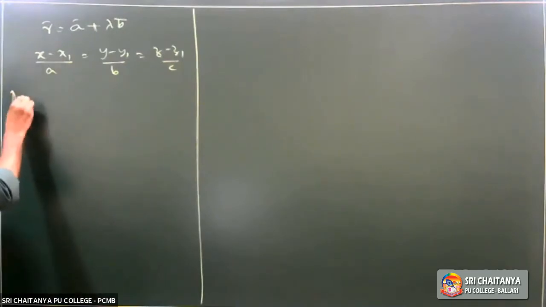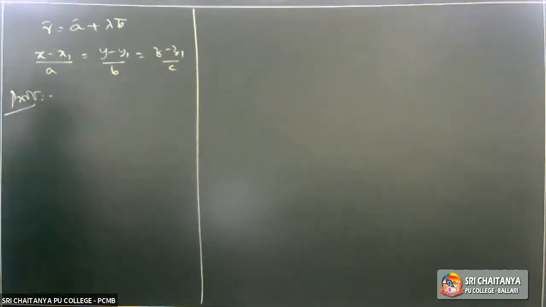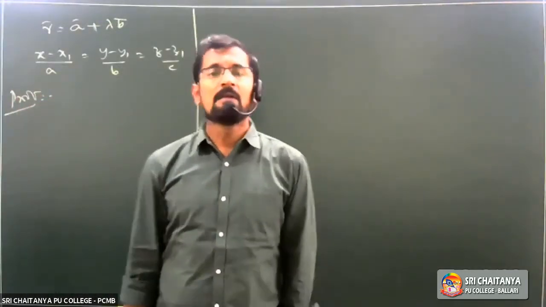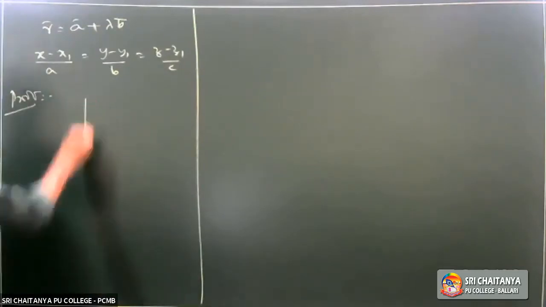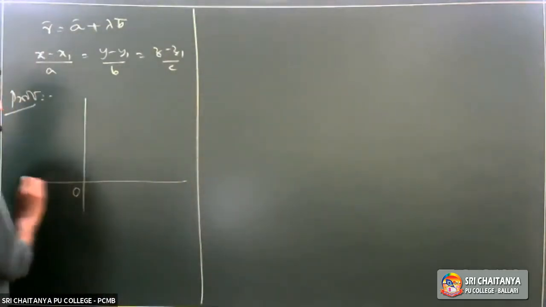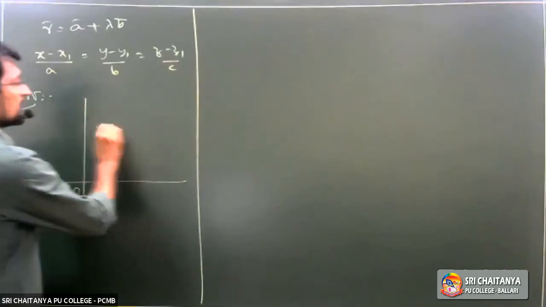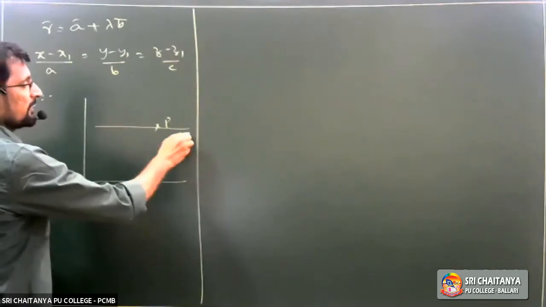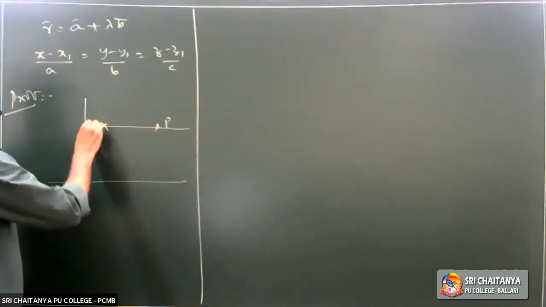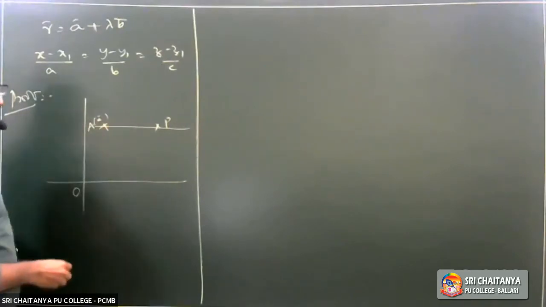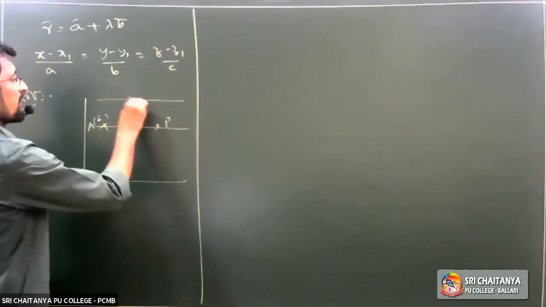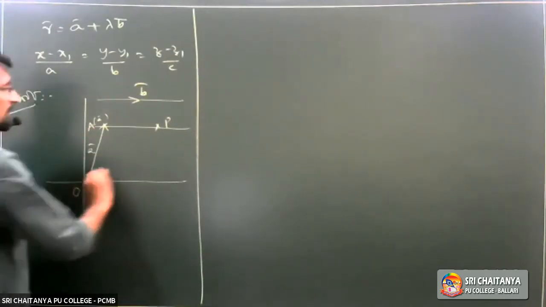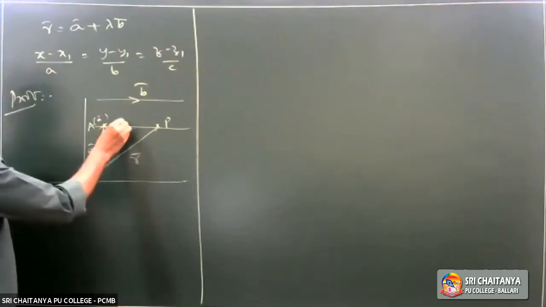For that, yesterday I hope you wrote the notes, so there is no need to write again. Just observe the theorem once again. Let O be the fixed point. Let P be a point on the line which is passing through point A bar and parallel to another vector B bar, such that OA bar is equal to A bar, OP bar is equal to R bar.